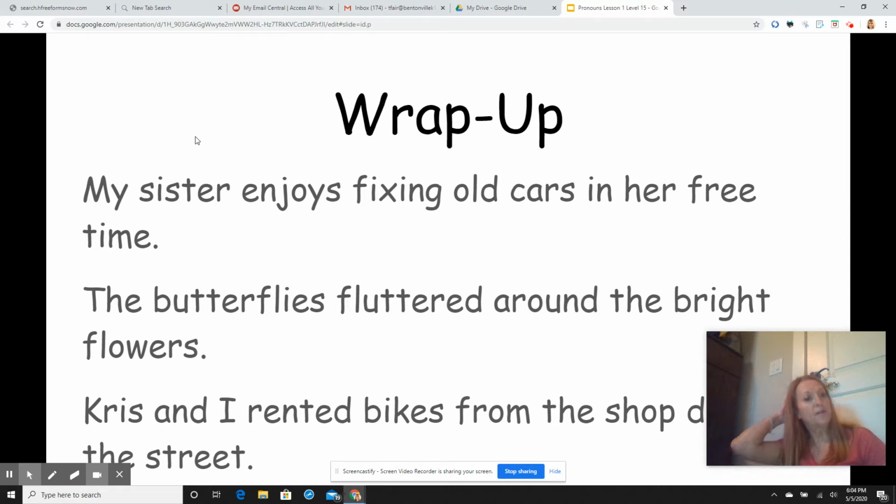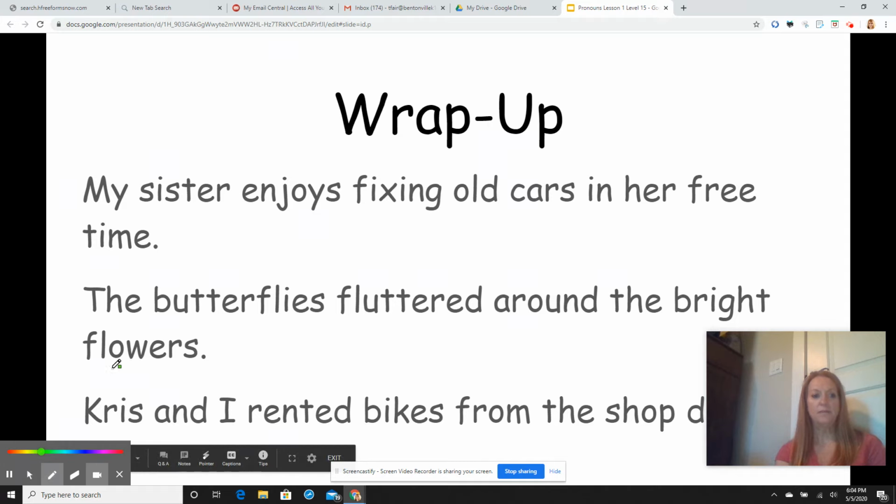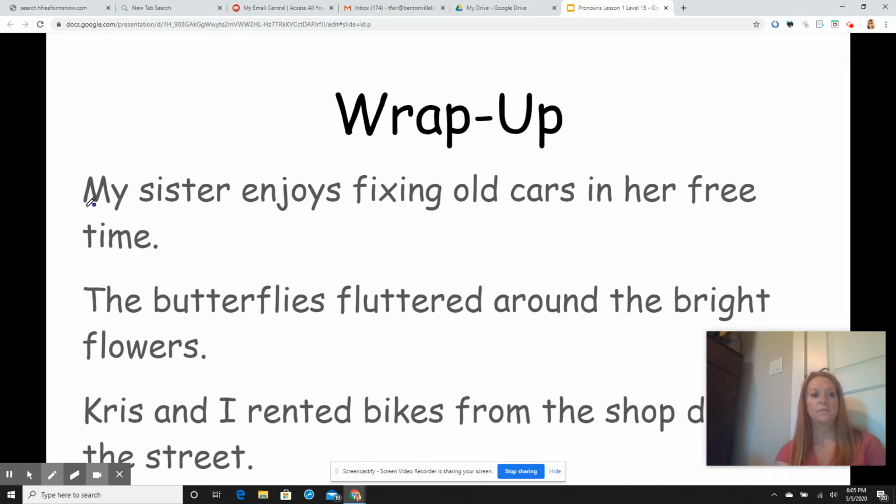First of all, looking at this first sentence, my sister enjoys fixing old cars in her free time. Okay, what is the subject part of the sentence? It is, that's right, let's do blue. It is my sister. My sister. Okay, what can we put in place of my sister? Well, we know a sister's a girl, so we probably put, right, just what you said, she. She enjoys fixing old cars in her free time.